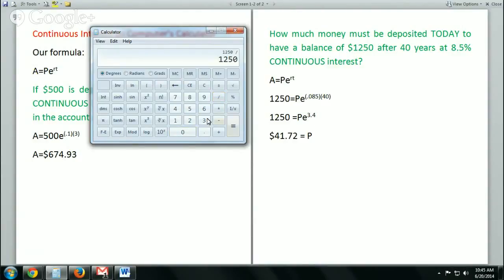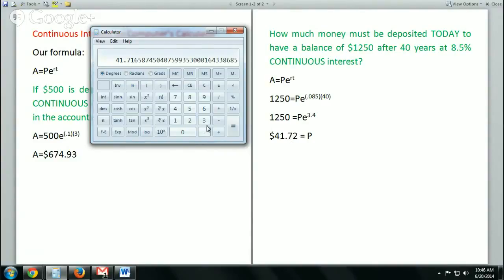Now remember, to make that happen, I've got to type in 3.4, press INV, then press e to the x. The calculator is currently showing me what e to the 3.4 would be. Let's press equals, and there is our final amount. Rounding for money again, the 6 makes this into a 2. So $41.72 is how much you would need to deposit today if you were going to have $1,250 at the end of the 40 years at 8.5% continuous interest.